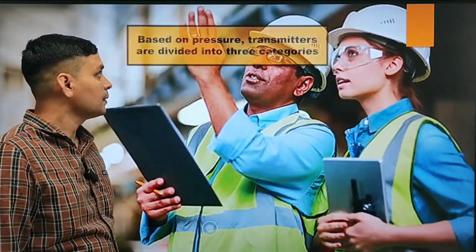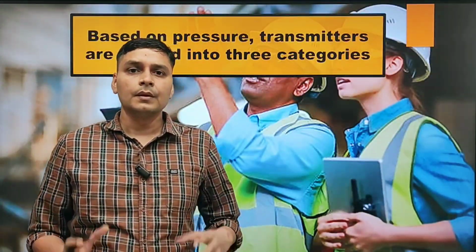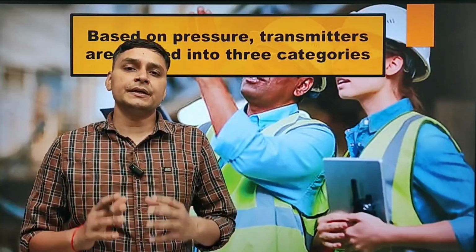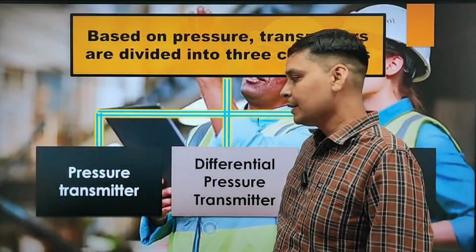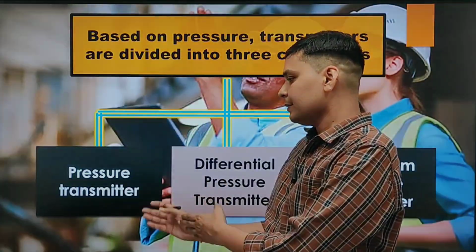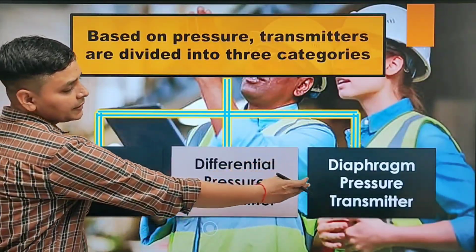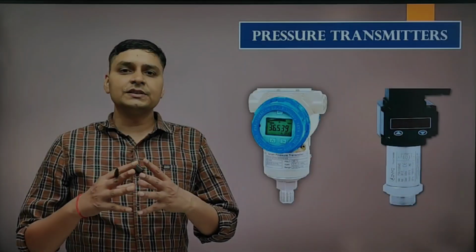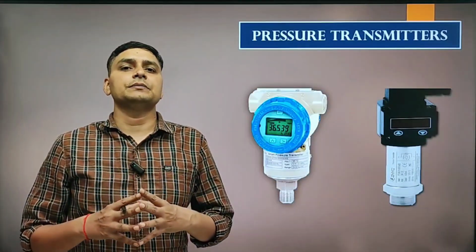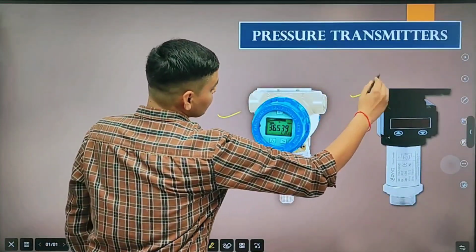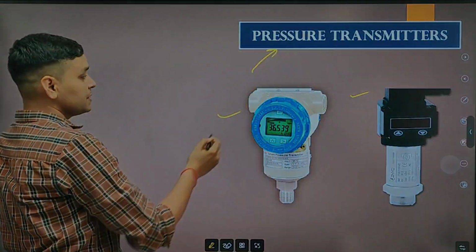Friends, now we will discuss pressure transmitters. Based on the pressure, transmitters are divided into three categories. What are these? The first one is pressure transmitter, second one is differential pressure transmitter, and the third one is diaphragm pressure transmitter. First we will see what is a pressure transmitter.